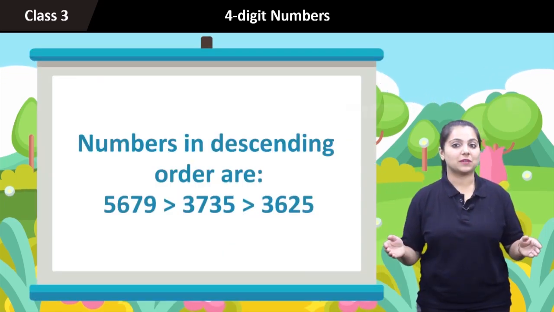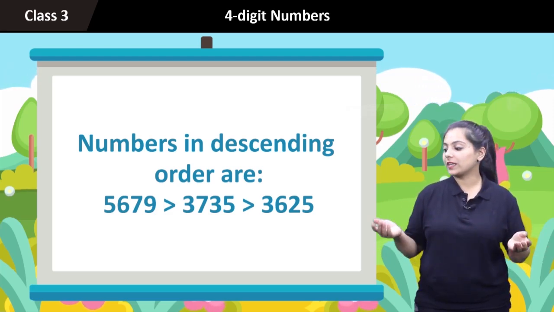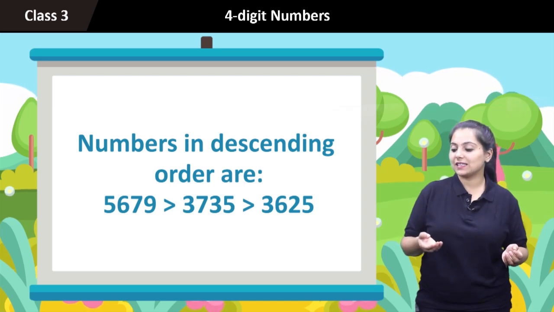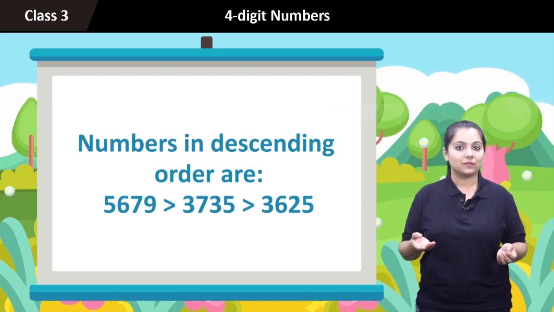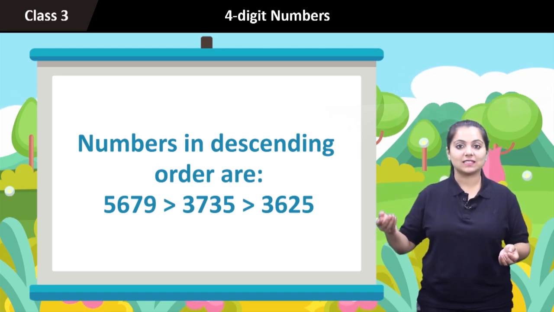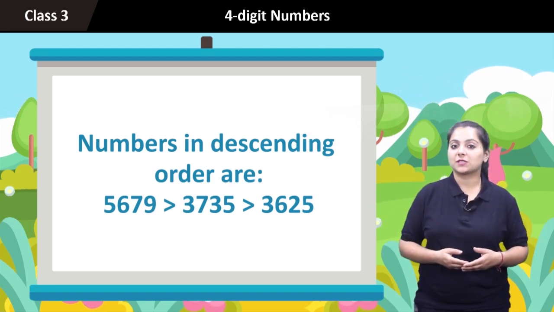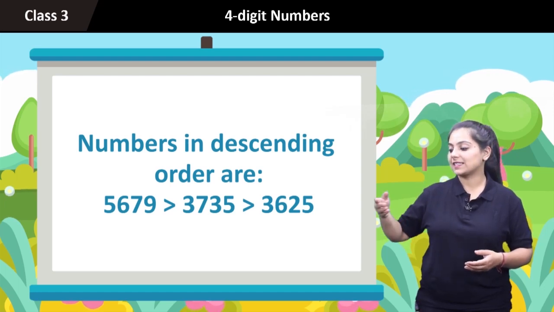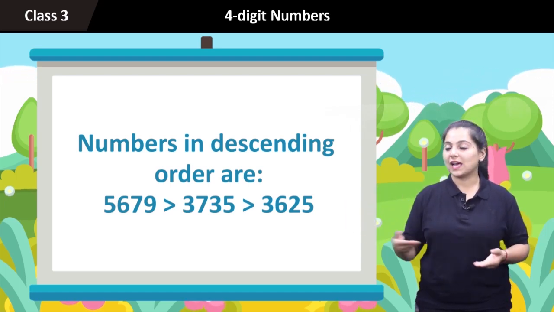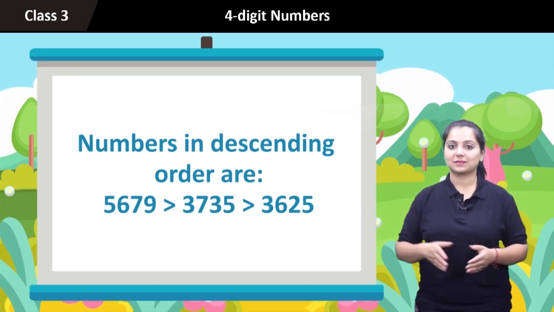Now let's put them into descending order. Now tell me which one is bigger? Yes, 5679 is greater. Now which one is smaller than this number? 3735 is smaller. Now which one is smaller than this? Yes, 3625. So this is the descending order from greatest to smallest.